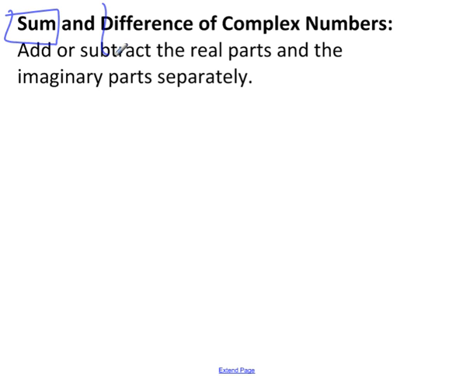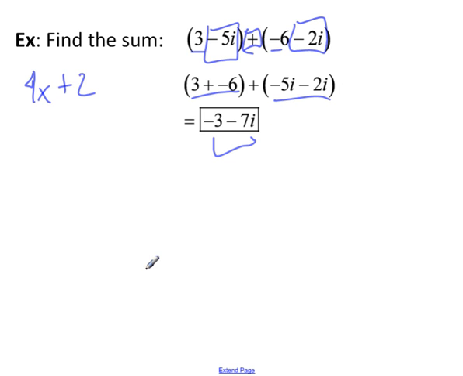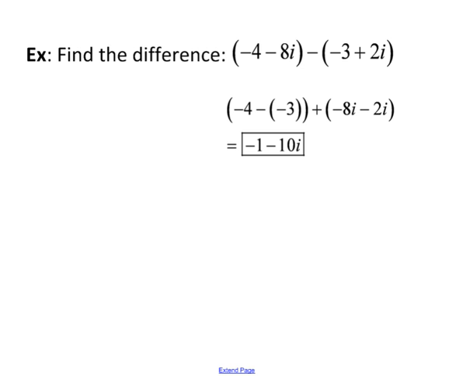So first we're going to look at sum and difference. That just means adding and subtracting these things. If you treat your i the same way you would treat an x, like a 4x plus 2, the same way that we would treat those things as far as putting stuff together, that's what we're going to do here. So my 3 plus -6 gets written together here. -5i plus -2i gets written together here. So 3 minus 6 is -3. -5i and minus 2i go together and make -7i. We don't put these together, just like we wouldn't put 3 minus 7x together. So we just deal with our i just like we would an x, as far as like terms go.